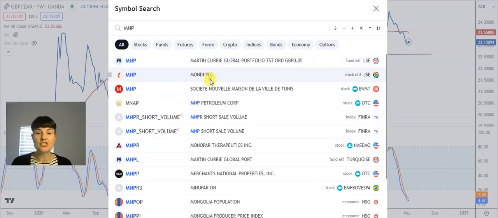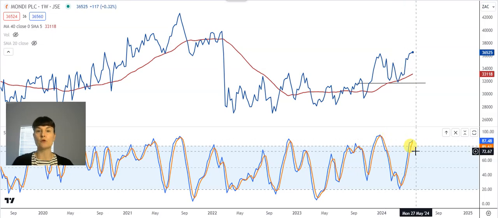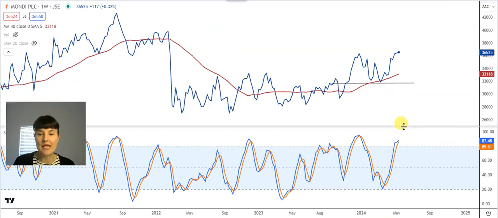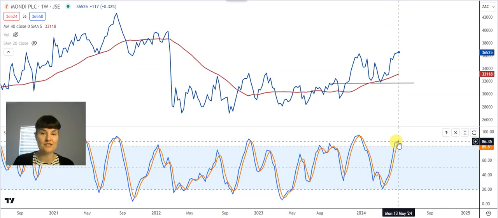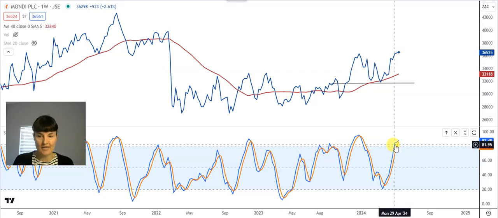Mondi, ticker on our exchange MNP, at the moment in overbought territory. So one, that overbought box is ticked. However, look at my blue line, that K percentage line within my stochastic indicator. It's still pointing upwards. Confirmation of probability for more downside is there when that blue line, because that is the shorter moving average of the two, between the orange line and the blue line, the shorter one is the blue line, which means it will react faster to a move in the price action than the orange line.